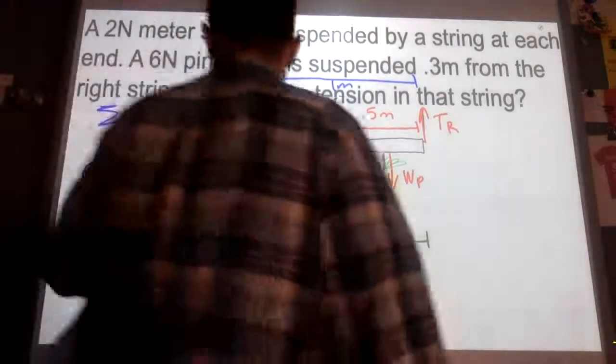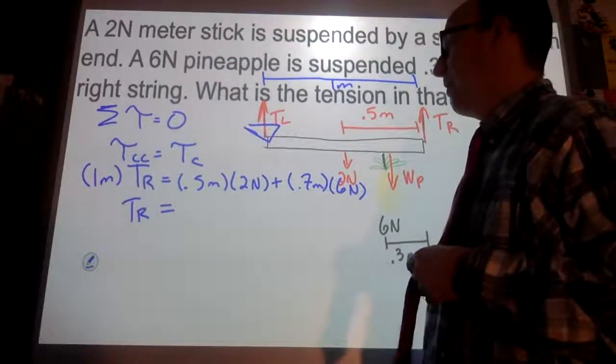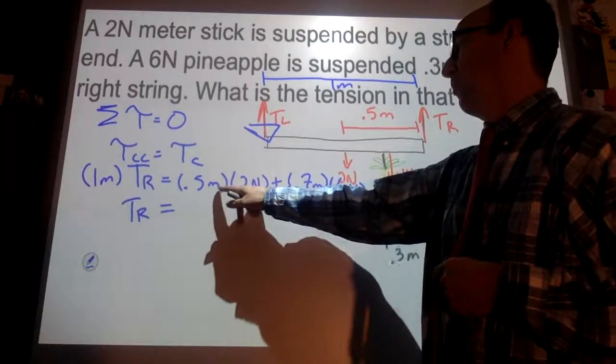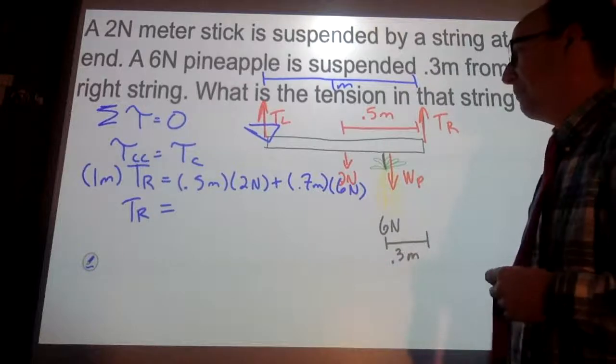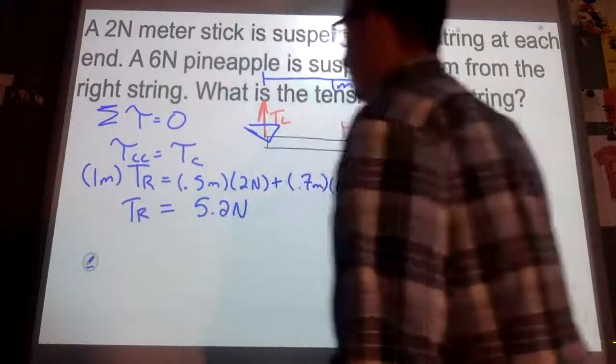And so the tension in the right string is going to be equal to 0.5 times 2, which would be 1. 0.7 times 6 would be 4.2. So it would be 5.2 newtons.